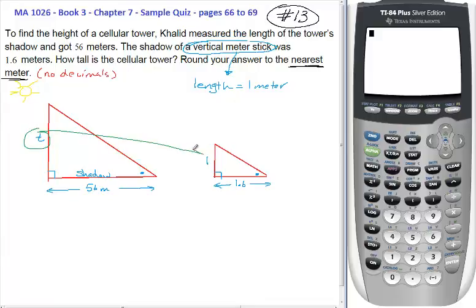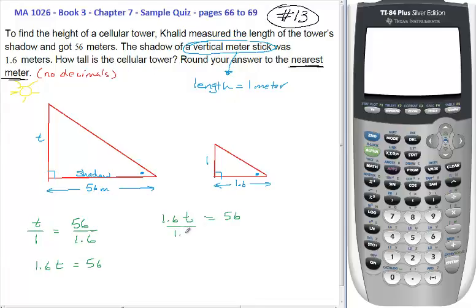So corresponding side over corresponding side, so T is to 1, as this side corresponds to this side, as 56 is to, right, T is to 1, as 56 is to 1.6. So there's the proper proportion. Cross multiplying will give you 1.6 T equals 56. And then of course you divide each side by 1.6 to isolate the T, solving for T. Divide each side by 1.6, and we'll go to our calculator now.